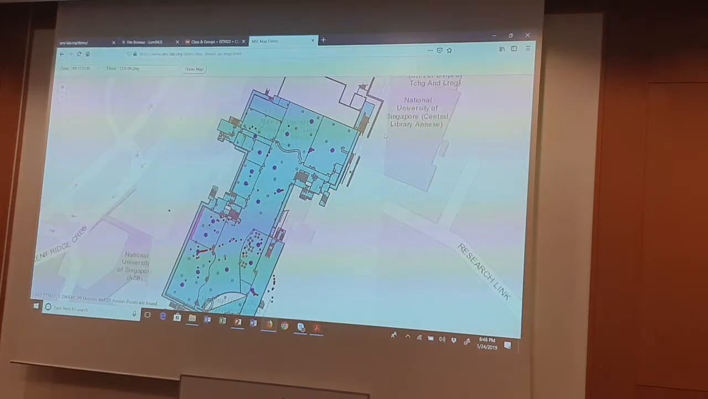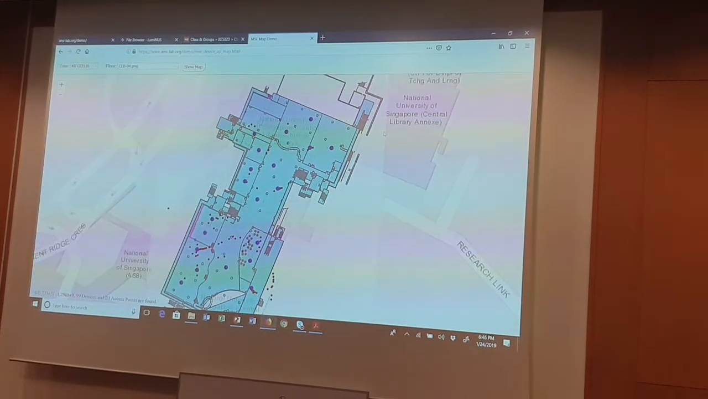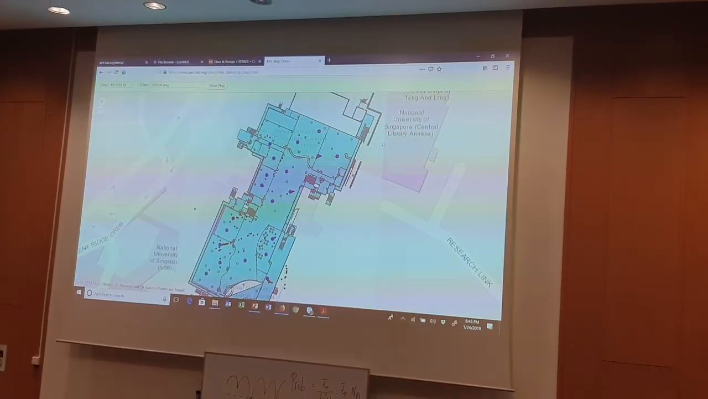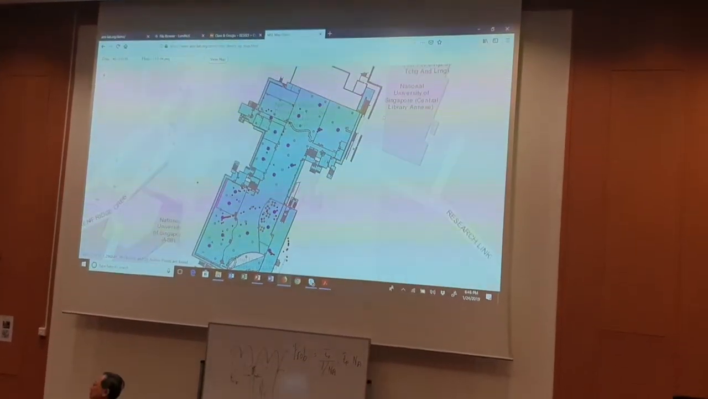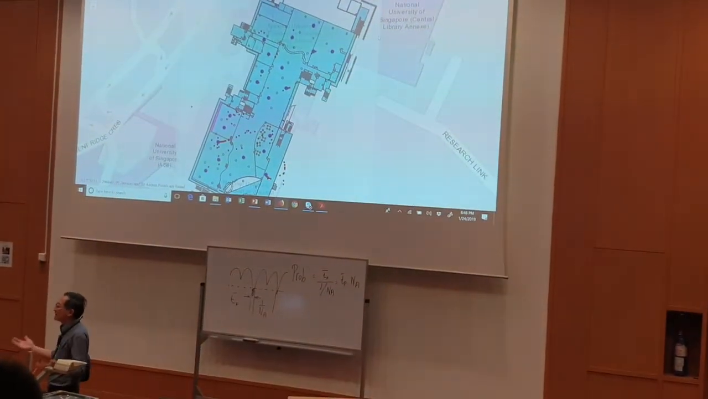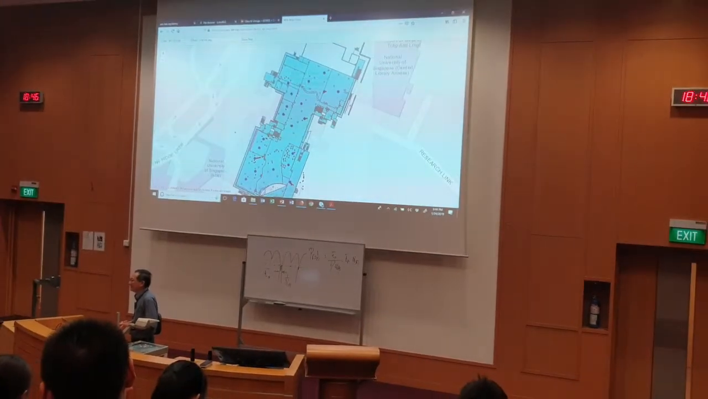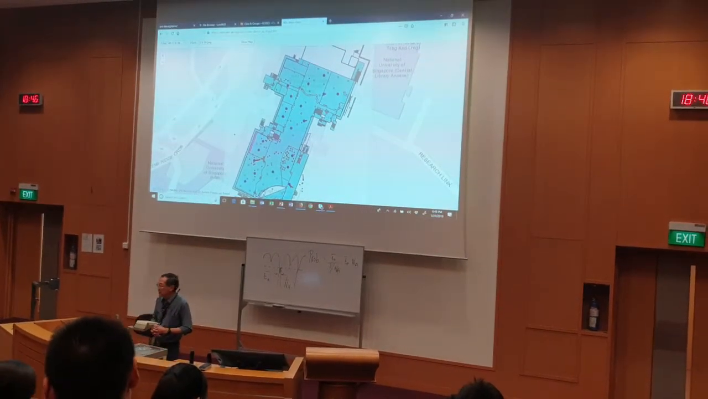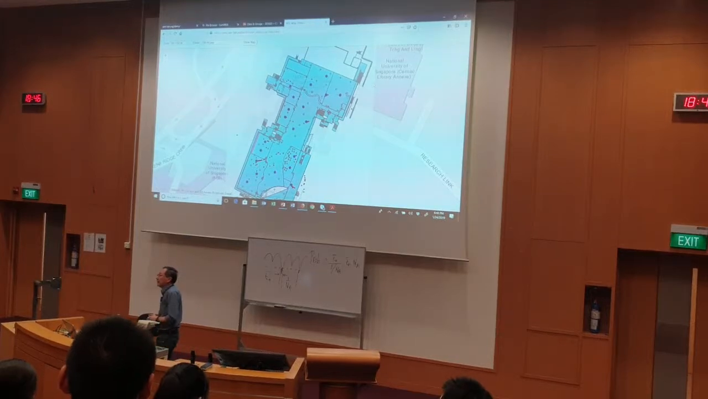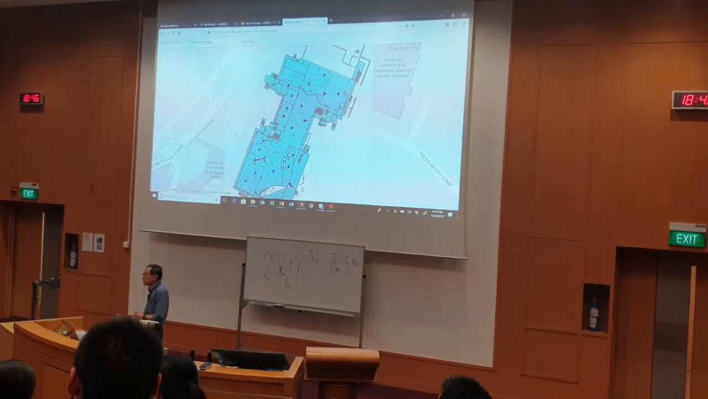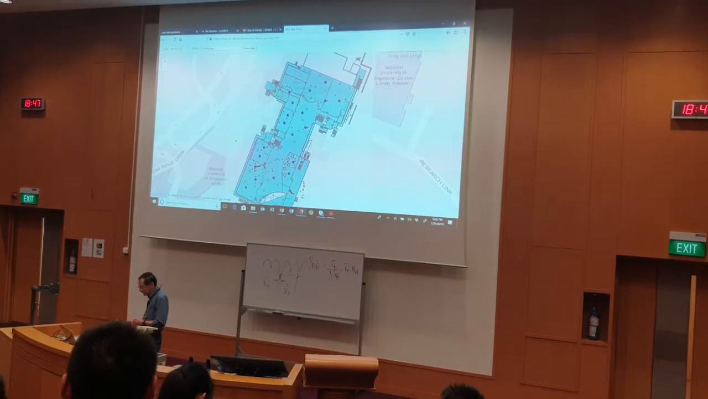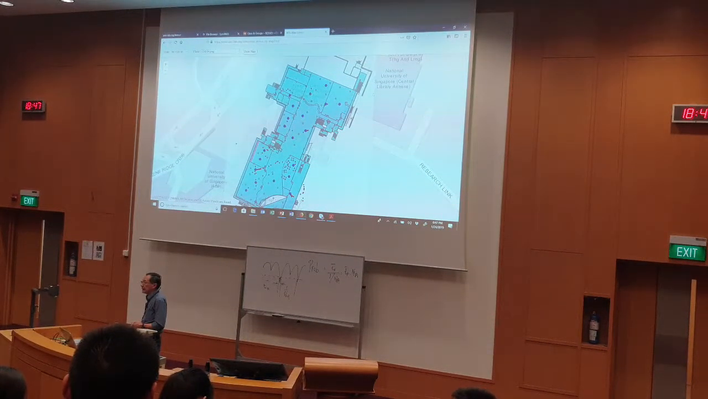Okay? So this is an example of a Wi-Fi communication network being enhanced to be also a Wi-Fi sensor network. This is an example. This doesn't mean that the people inside have to connect to the Wi-Fi. No, it detects the device. The device means the phone.